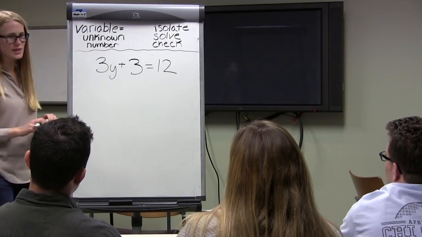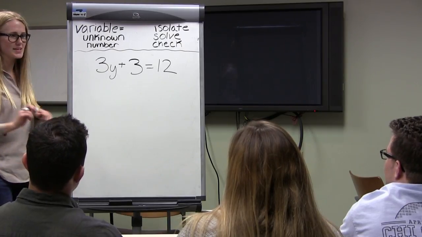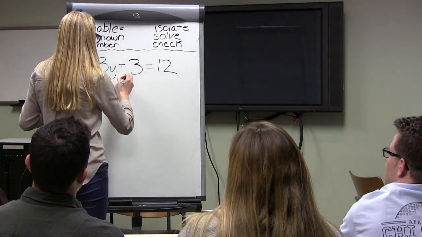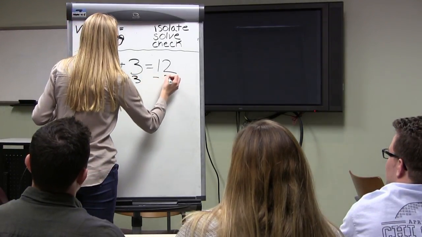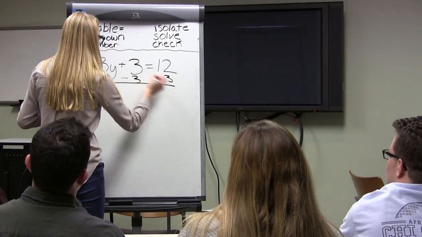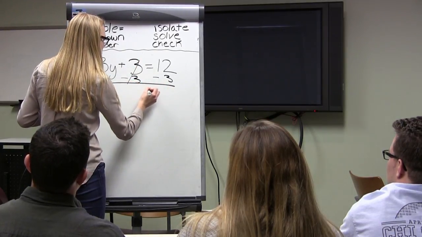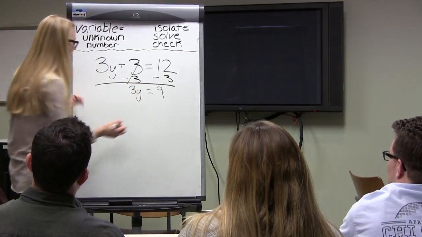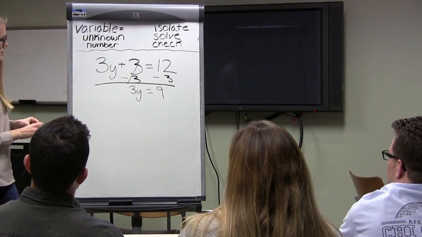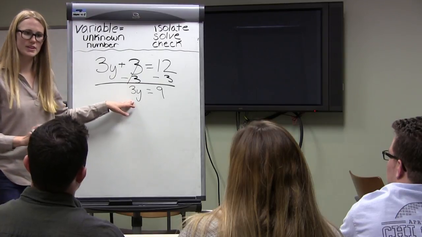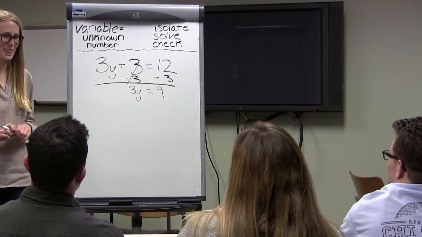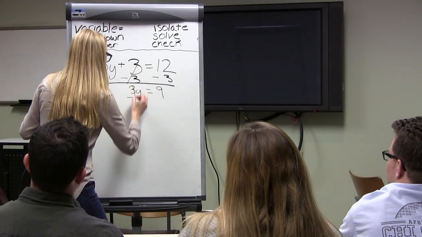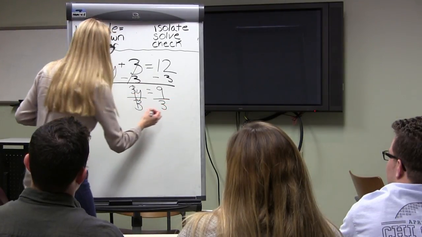The first step is to isolate. So how will we isolate 3y? Subtract 3. Correct. We do the opposite of addition, which is what we had here, on both sides. You get 0. Over here we get 9. So 3y equals 9. To isolate the y from the 3, what do we do? Divide by 3. Good job, Carly. So we divide by 3 on both sides.